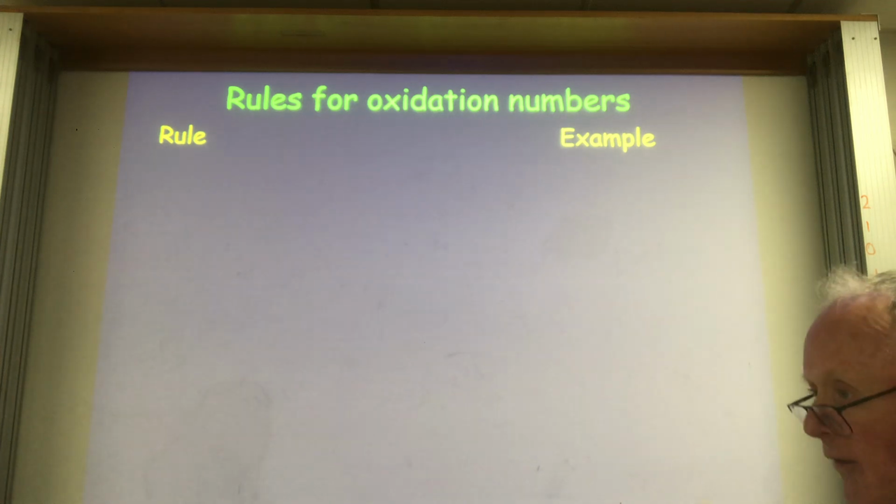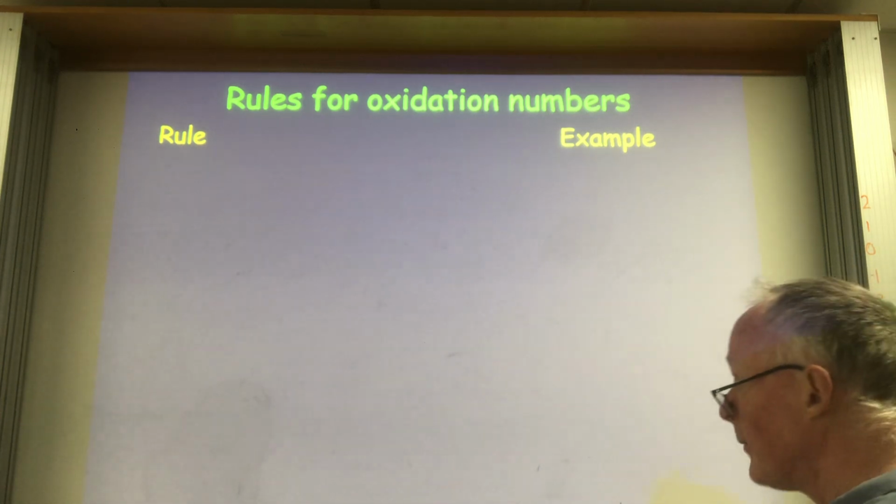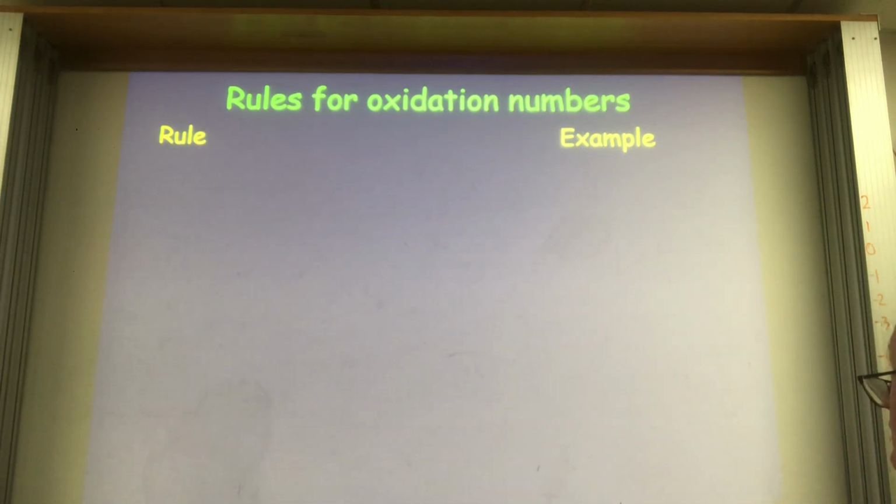So it involves following a series of rules. Now, we'll go through the rules. They're not actually that complicated once you go to try them out. Once you get a bit of practice at them, they're pretty simple. But we'll just run through them first and then we'll do some examples.